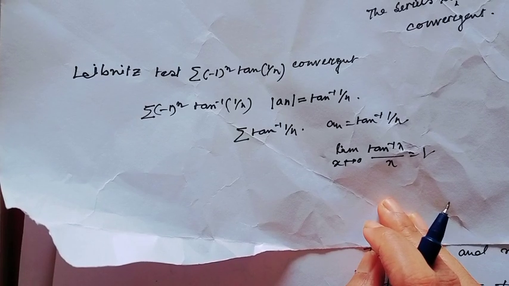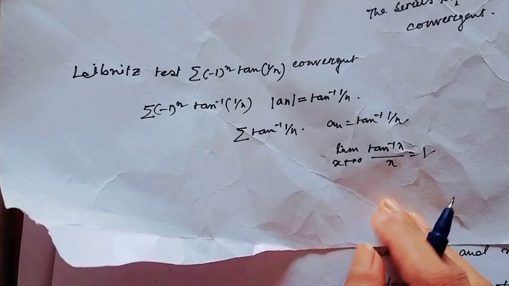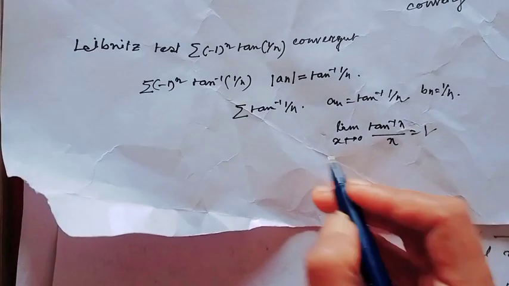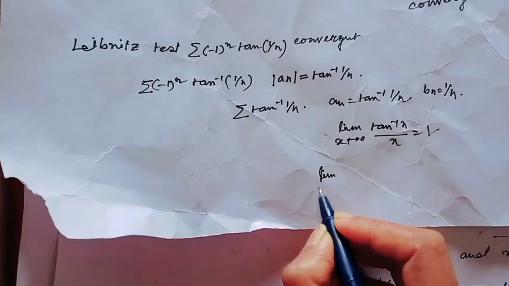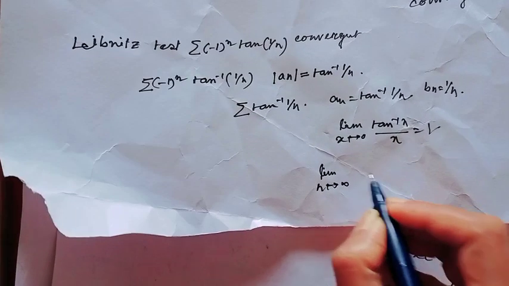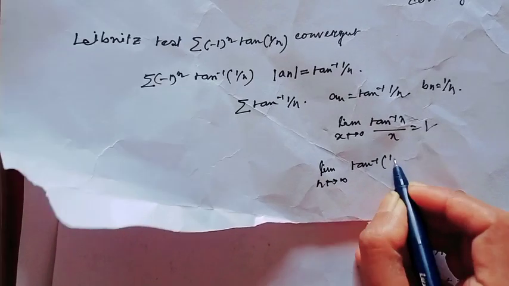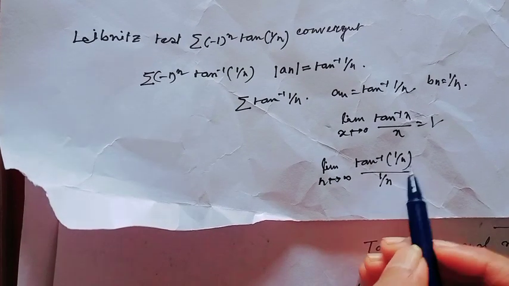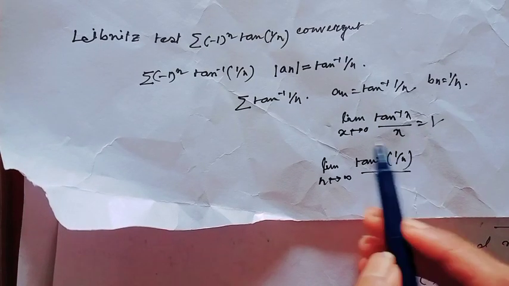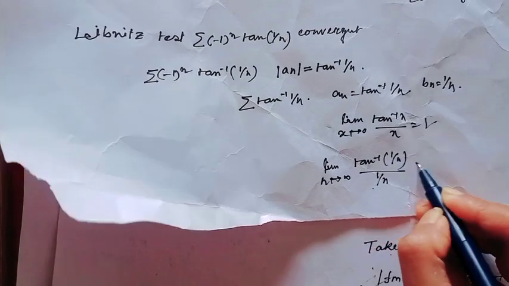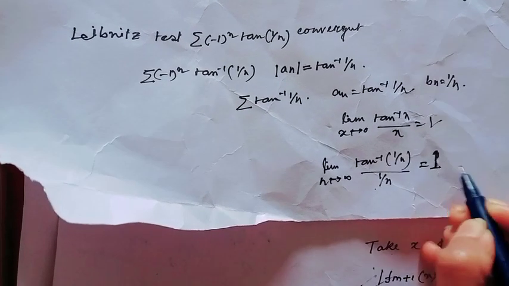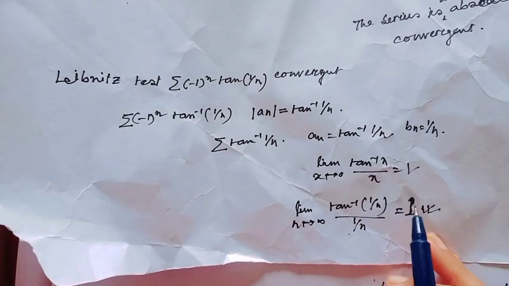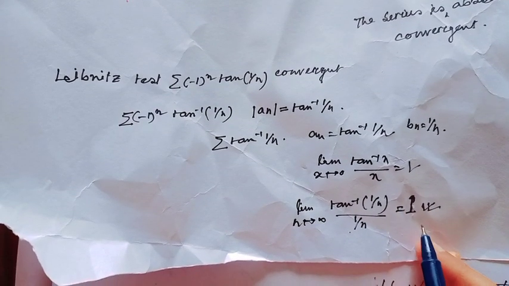For the limit comparison test, we have to choose the bn. Consider bn equal to 1 over n. Then the limit as n goes to infinity of tan inverse 1 over n over 1 over n. Since here n goes to infinity and 1 over n goes to 0, this value and this value would be the same, so this value equals 1. And since this value is a finite value, we can use the limit comparison test.